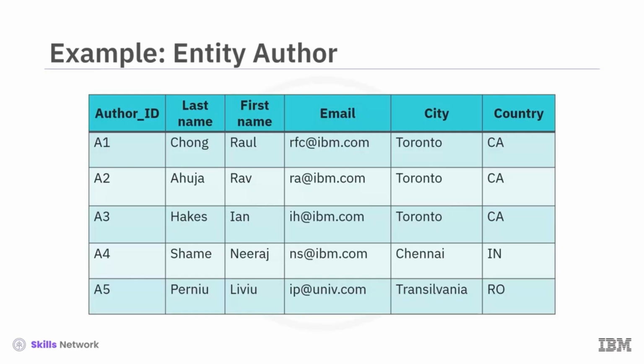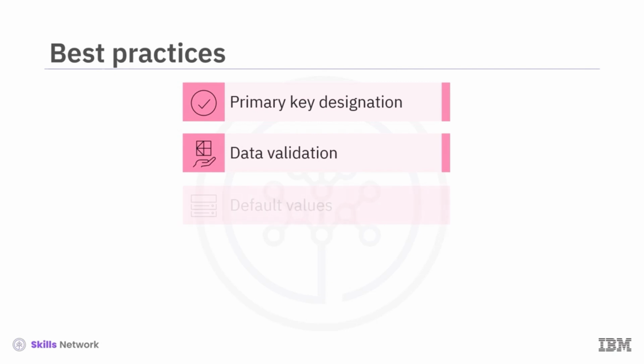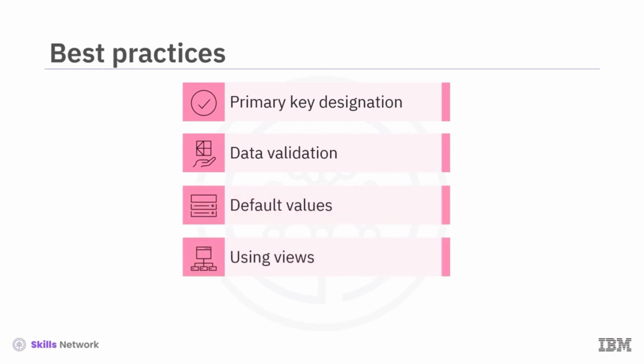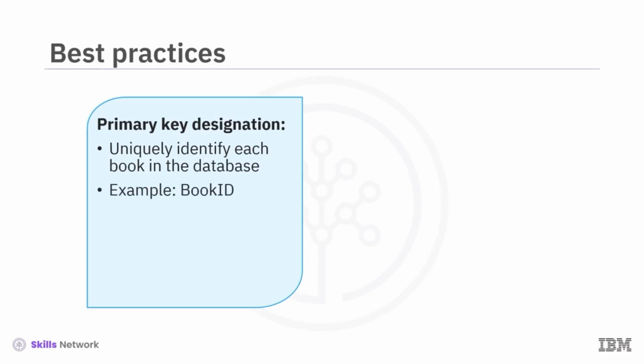Let us now discuss the best practices for designing a relational database. The best practices involve primary key designation, data validation, default values, using views, concurrency control. Let us discuss the best practices in detail. Primary key designation. A primary key is an exclusive identifier allocated to each entry in a table. Designate a primary key for the book table, such as book ID, to identify each book in the database uniquely.